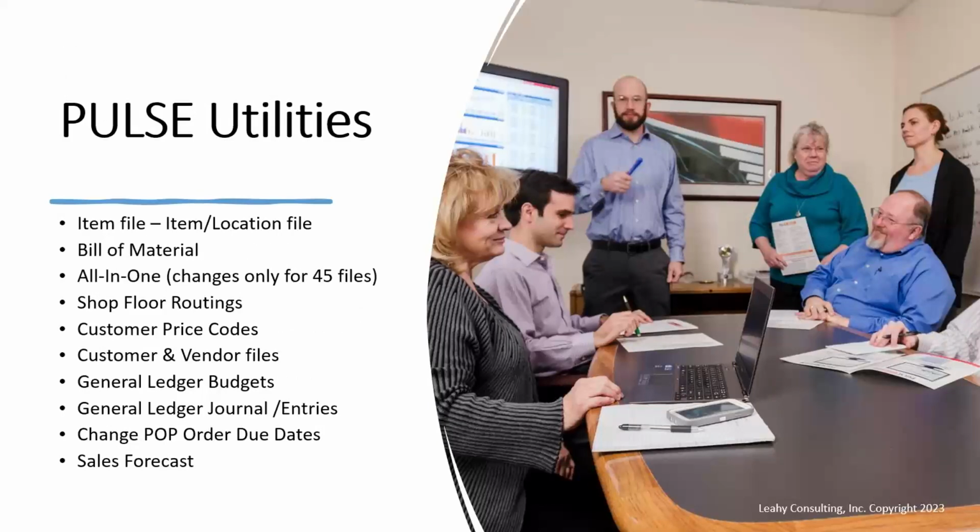Okay, so we have utilities. We're going to start off with showing you this first utility for the item file and the item location file. But basically, we have utilities that allow you to make mass changes to the item file, the item location file, your bills of material, shop routings, customer price codes, the customer file, the vendor file, budgets for general ledger, journal entries for general ledger. We have a utility that allows you to go in and make changes to the due dates of your production orders, and one that maintains the sales forecast.